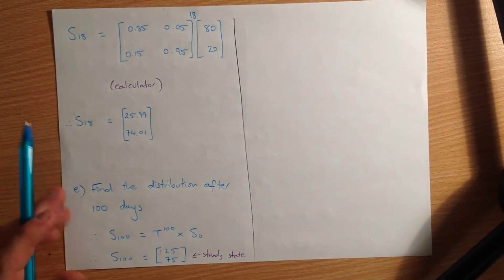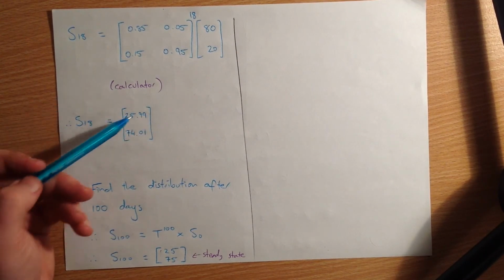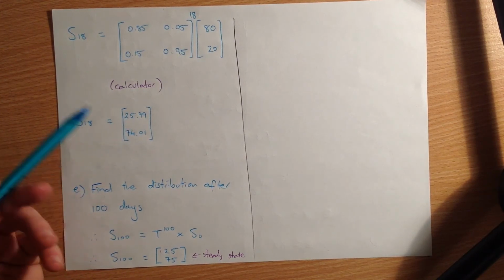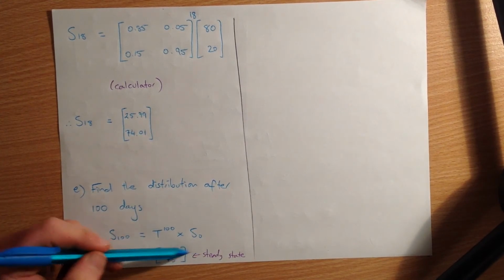You can see that's pretty close to this one anyway, 25 and 75. Usually, after about 15, I said before, we've got a pretty good steady state. But for example, in this one, we didn't have the steady state after 18 days, not even to the nearest whole number. So we've found it after 100 days. Yeah, it's definitely the steady state now.